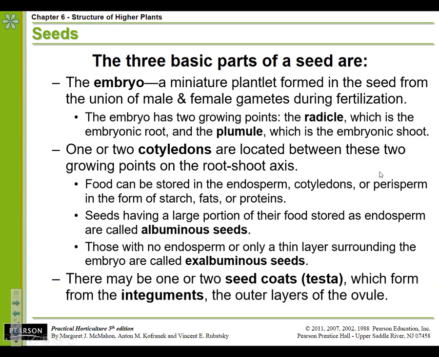We have the cotyledons, which we talked about, whether it's a monocot or a dicot. And the cotyledons become a place where food is kind of stored until they can start creating their own leaves. We can also have food being stored in the endosperm or the perisperm, which is in the form of starches, fats, or proteins. And this is important because this is where we get our nutrition from the plants, right?